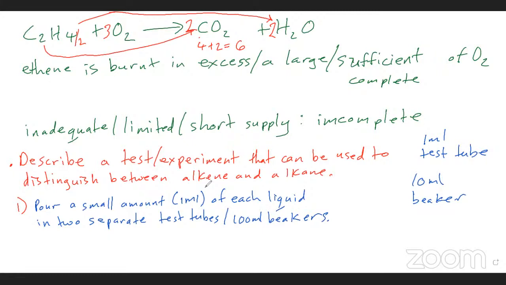But for this, it will just be a part of the questions that they ask. Right? So in the first part, you probably get compound A, compound B, which is an alkene and an alkane. And it will lead up to them asking you to distinguish between compound A and B. And this is where the first thing you do, just pour out a small amount in a beaker or a test tube.